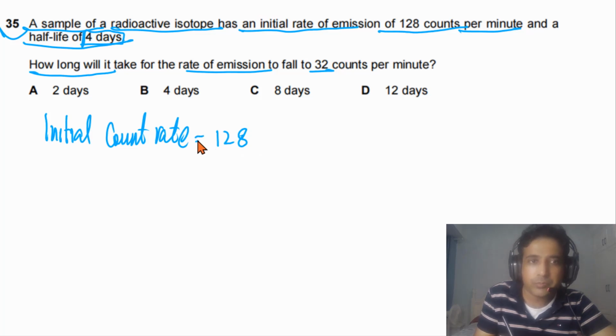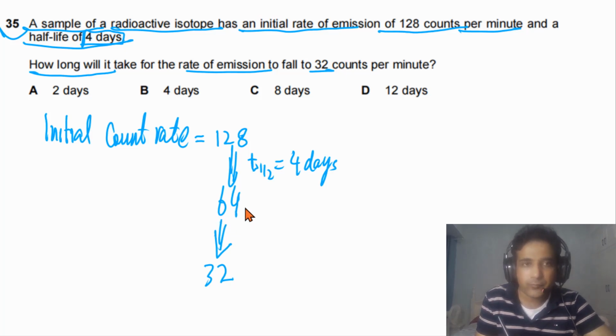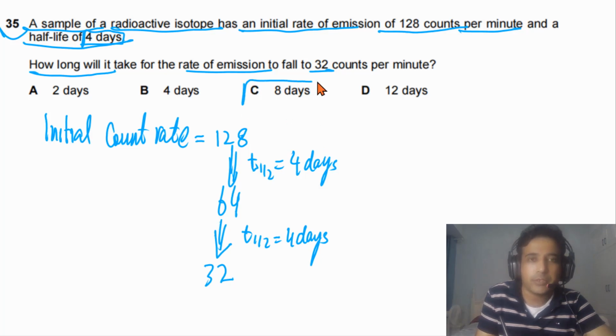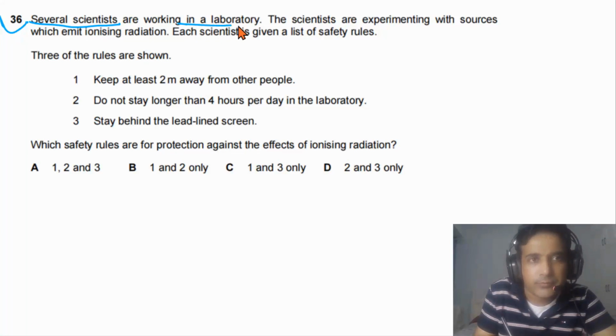So we have the initial count rate equal to 128 counts per minute. After one half-life, this will be equal to 64, and after another half-life this will be equal to 32. So we have one half-life here, T1/2, and the time taken will be equal to 4 days. After 4 days the count rate will be 64 counts per minute, and after another 4 days this will decrease to 32. So the time taken is equal to 4 plus 4, so the time taken will be equal to 8.